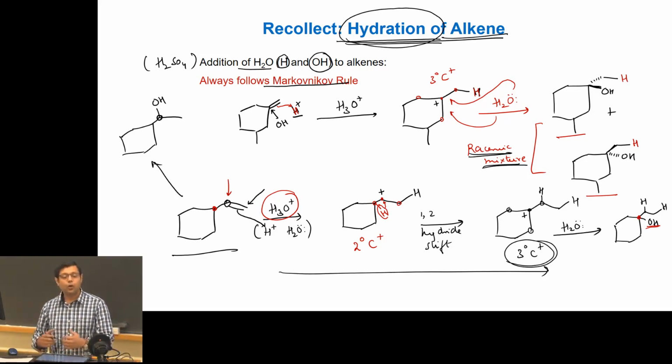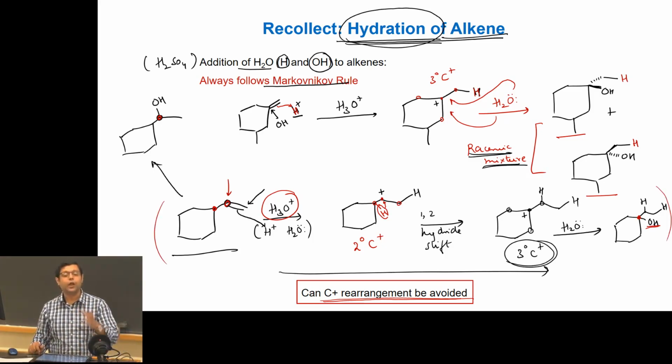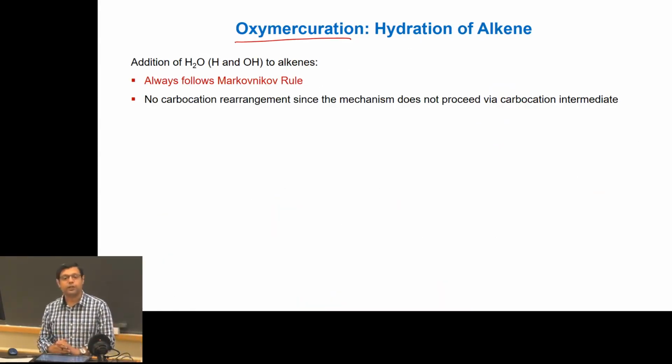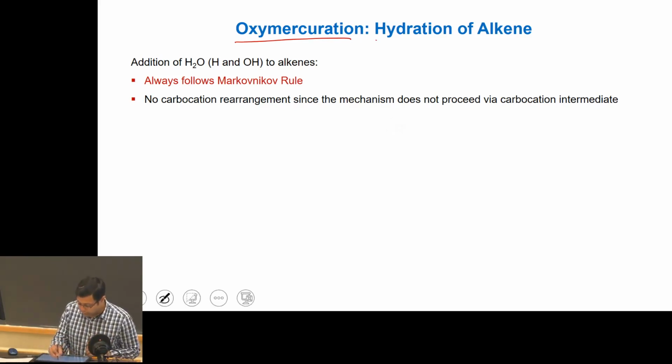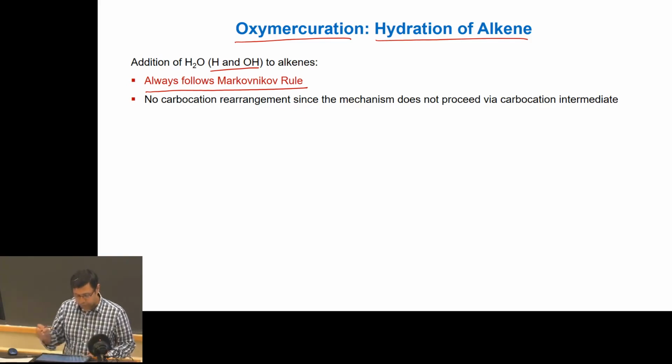All right. So how do I install an OH on this carbon of the double bond? Okay. In other words, can you prevent carbocation rearrangement? Can I prevent this path of the reaction so that I can put the OH where I want? I want the OH to be on this carbon, so can I put it there? Right? That is where the oxymercuration reaction comes into picture. Oxymercuration is also hydration of alkene. You are adding H and OH to the double bonded carbons. It will always follow the Markovnikov rule.